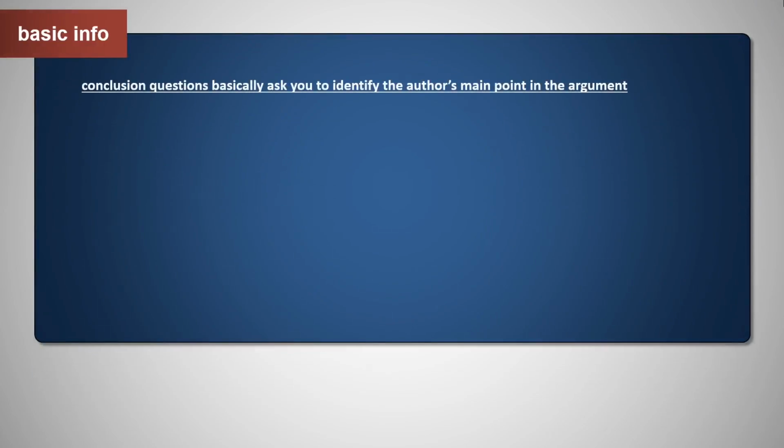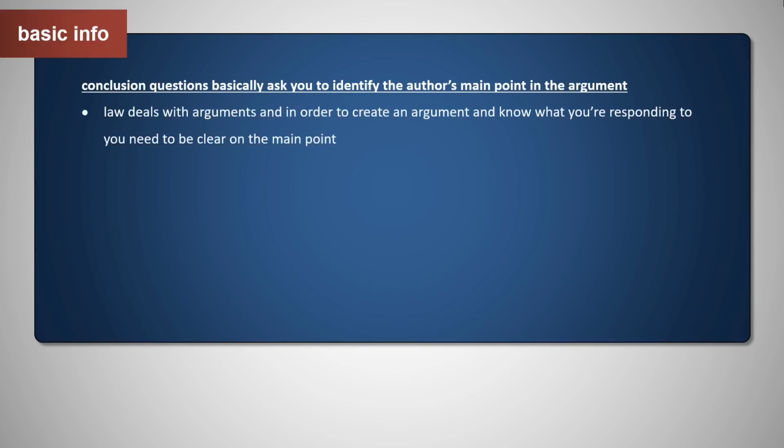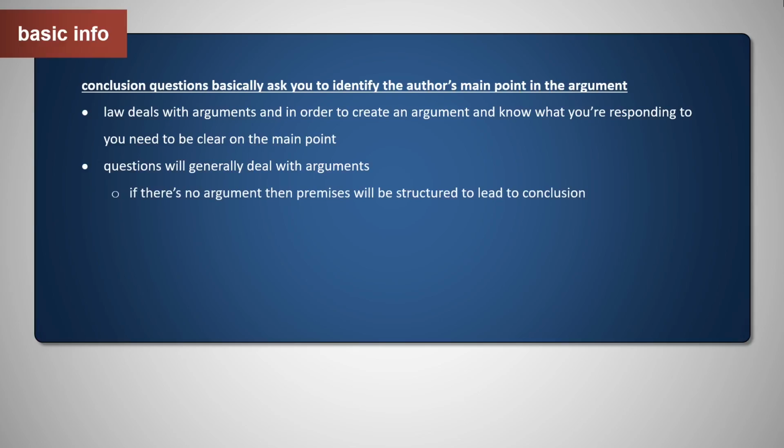Okay, so in terms of the basic information, conclusion questions basically ask you to identify the author's main point in the argument. Now, the law deals with arguments, and in order to create an argument and know what you're responding to, you need to be clear on the main point. So these questions will generally deal with arguments. If there's no argument, then the premises will be structured to lead to a conclusion. So it won't always be a complete argument. It may be missing the conclusion, and then that's what you're looking for in the choices.